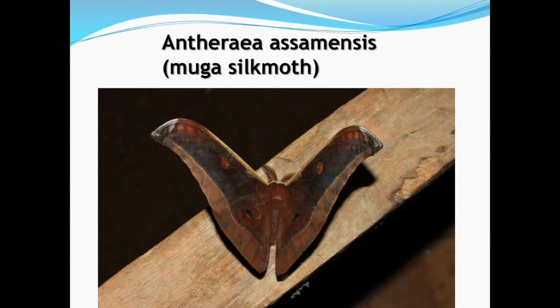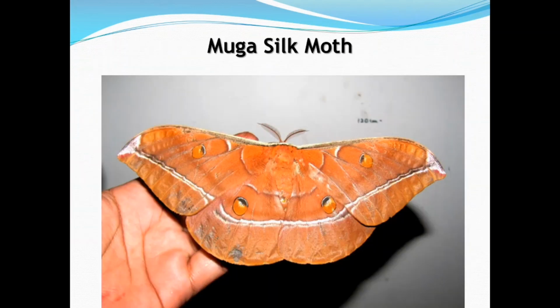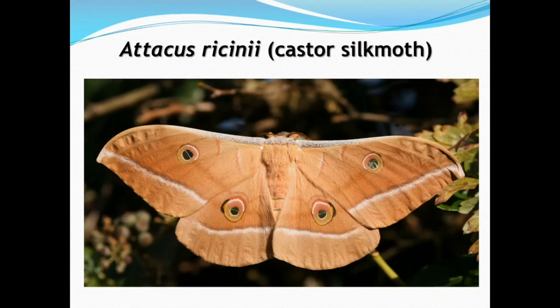This is the picture of Muga silk moth, Antheraea assamensis. This is common tussar silk moth called as Antheraea paphia. This is Muga silk moth. This is Japanese oak silk moth, Antheraea yamamai. This is castor silk moth or eri silk moth, Attacus ricini.